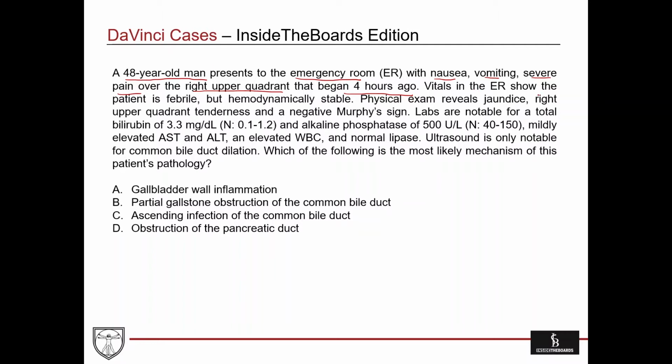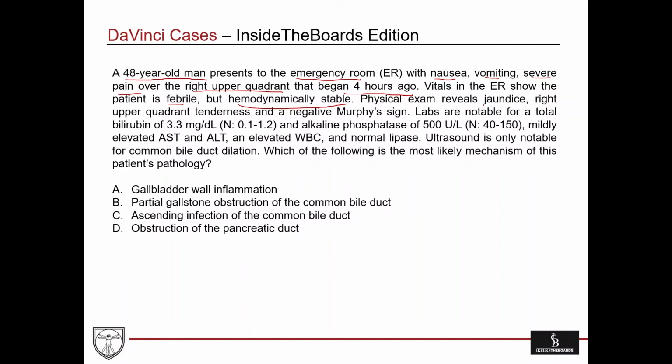So the vitals in the ER show that the patient is febrile, but hemodynamically stable. So this is important. He's febrile, so there could be some type of inflammatory or infectious process going on here as a result of his underlying pathology, but he's hemodynamically stable, so it hasn't progressed to the point of the patient being septic or something like that. So that's important to keep in mind.